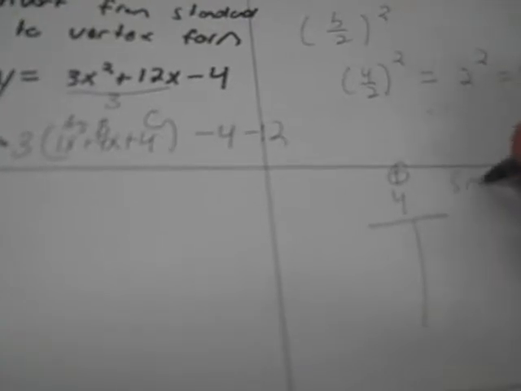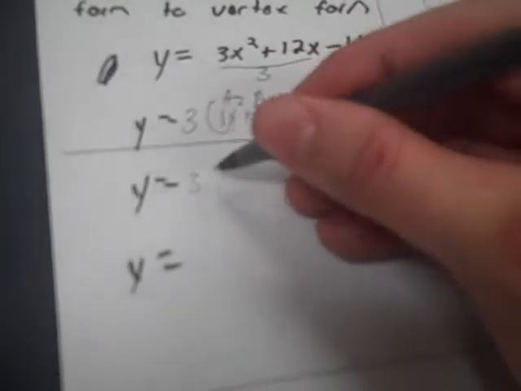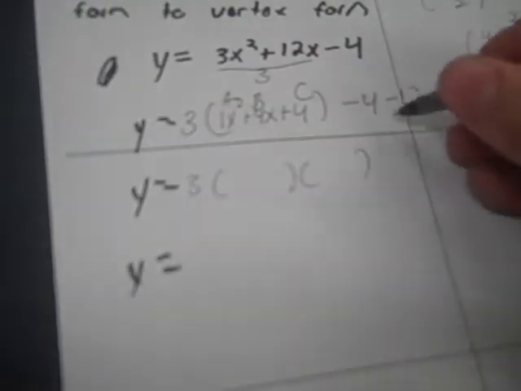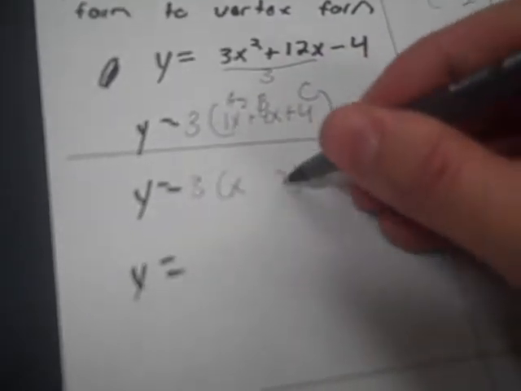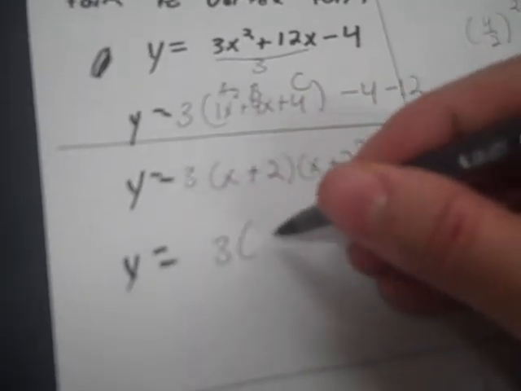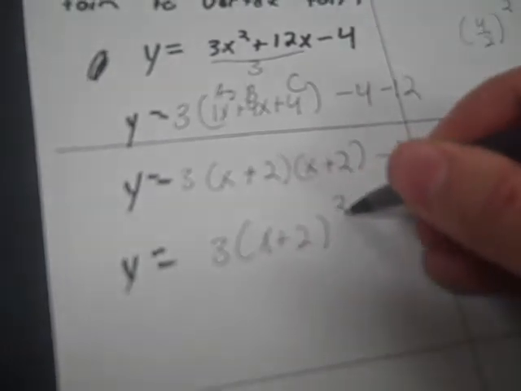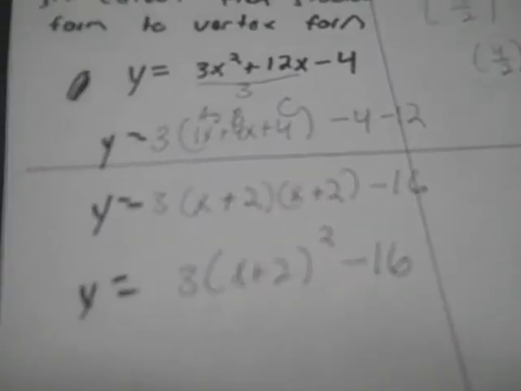So we have positive 4, searching for a sum of 4. Got to be 2 and 2. Okay, so we have our 3. We make that into 2 factors, minus 16. So x, x, 2, 2, and they both got to be plus. So I have 3 times x plus 2 quantity squared minus 16. Okay, and that's how your assessment is for that.